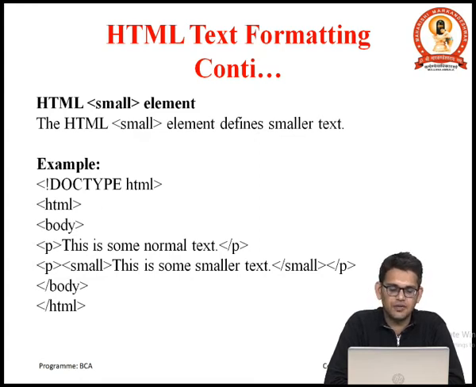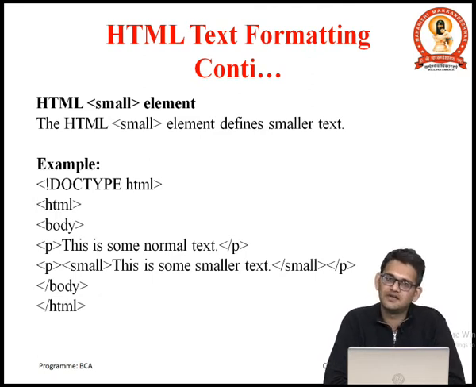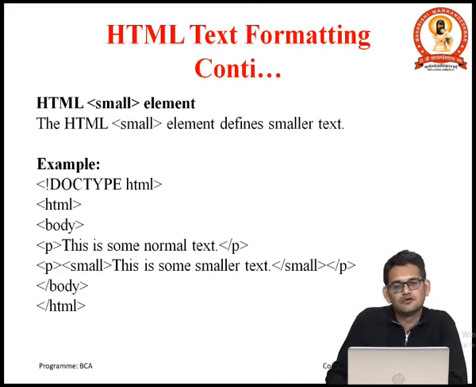You can see in the example we have added the HTML tag, body tag followed by a simple paragraph. There is some normal text, this is the paragraph, and there is a second paragraph which would be written in small size, like you can see here, paragraph tag followed by small tag. This is the smaller text, then we have closed the last one. So, last would be the small tag and then the paragraph tag, then we have closed the body tag and HTML tag also.